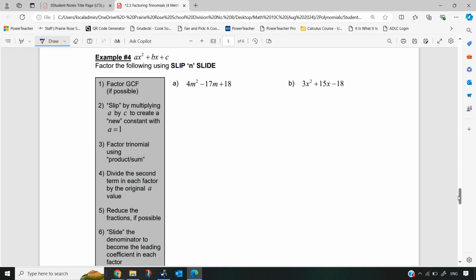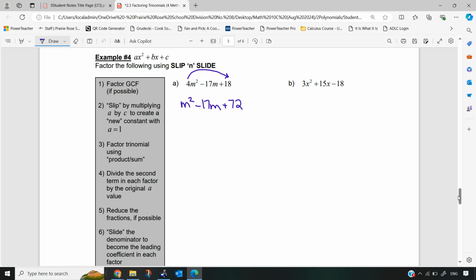The next method that we're going to take a look at is slip and slide. Now, slip and slide is a really great method if you're good at recognizing product sum. So for slip and slide, what we do is we take that first leading coefficient and we slip it over to the constant and we create a new polynomial. So we're going to have m squared minus 17m, and 18 times 4 is 72, so we put positive 72.